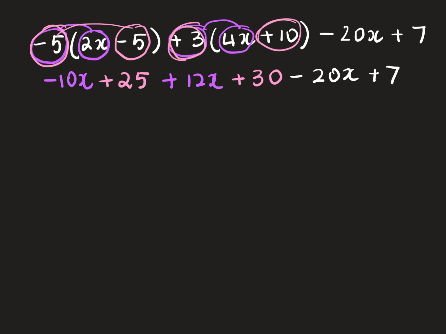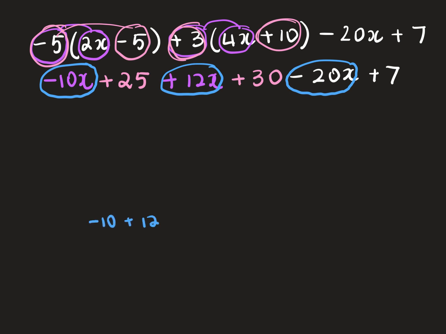Next, I'm going to go through and collect like terms. I'm going to use blue for all of my x terms. Okay, what have I got? For x's, I've got negative 10 of them, plus 12 of them, take away 20 of them. And I can do that in my calculator if I need to. Minus 10 plus 12, that gives me 2. Take away 20 will give me negative 18x.